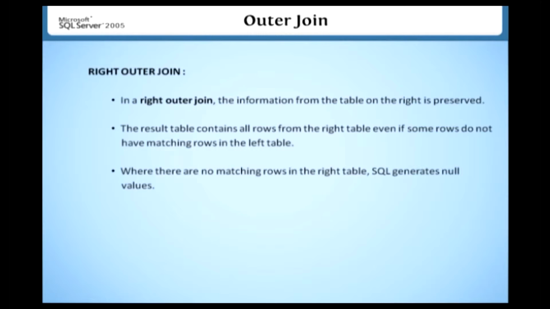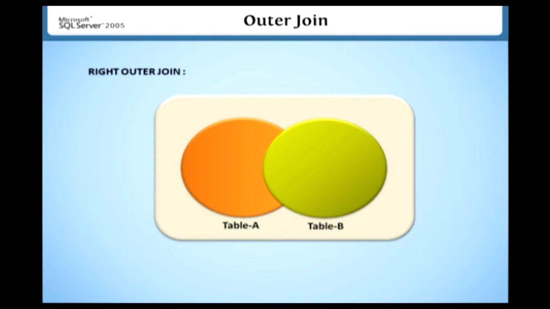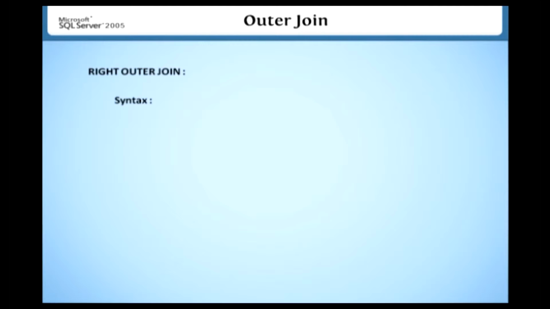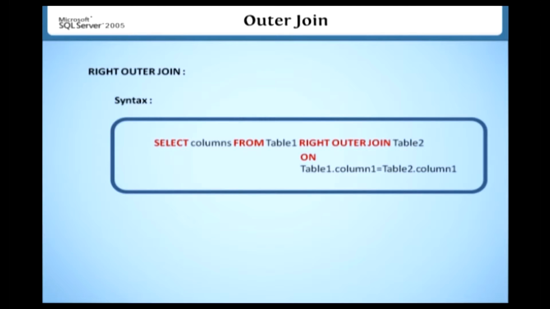Let's take a look at this conceptual diagram. Here, the values from the right table will be retrieved, and common values between the two tables will also be retrieved. Now you have a clear idea about a right outer join. Let's see the syntax to perform the right outer join. Here, the select statement selects the corresponding column values from tables. The right outer join selects all the row values from the right table.